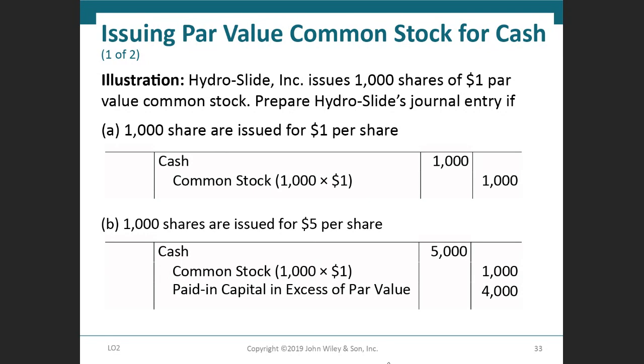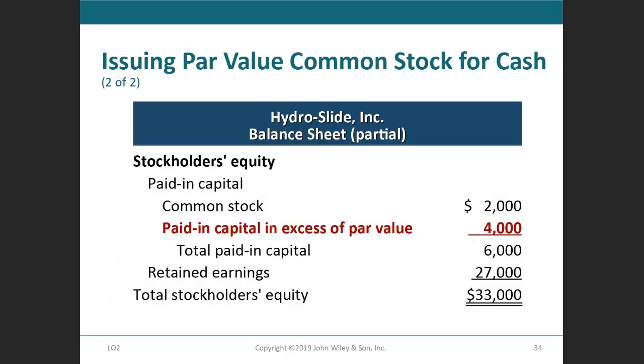So if you go to the balance sheet, the stockholders' equity would look like this. Common stock 2,000, the first 1,000 from the $1 par value, second 1,000 from the 5,000, and then you have paid in of 4,000, total paid in capital 6,000. Right? This is how it's reported on the balance sheet. You follow?